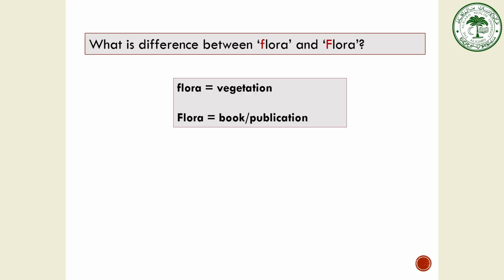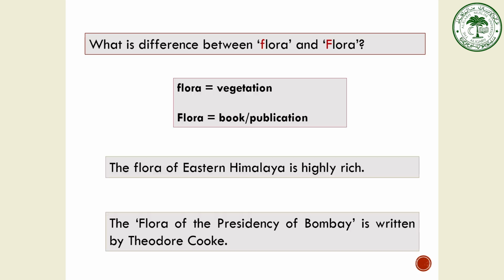So you can get confused between two terms: flora and Flora. Both have the same spelling, but one is written with a small letter and one with a capital. Flora, with a small letter, means the vegetation. Just suppose we are going to a particular area. All the plants present in that particular area we call flora, written with a small letter. So this is called vegetation.